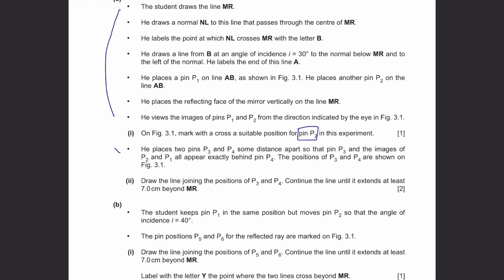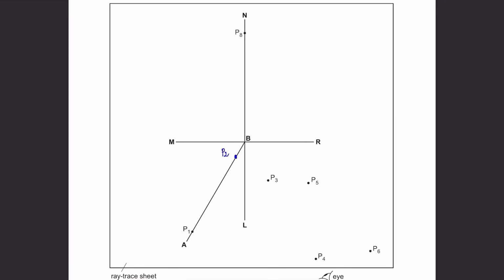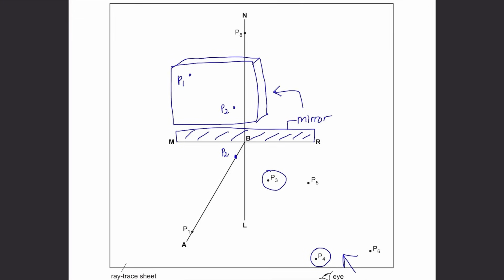He places 2 pins P3 and P4 some distance apart so that pin P3 and the images of P2 and P1 all appear exactly behind pin P4. The positions of P3 and P4 are shown on figure 3.1. When you look at the mirror from this direction, you will see pin P4, P3, and the reflected images of pin P2 and P1.